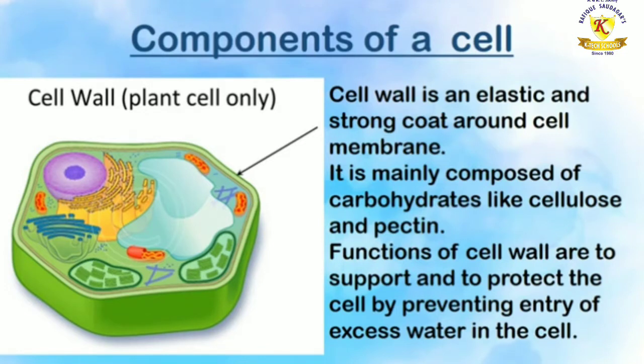Now afterwards, polymers like lignin, suberin, cutin are added in the cell wall as needed. Now the function of the cell wall is to support and protect the cell by preventing entry of excess water into the cell. So this is the main function of the cell wall. It supports and protects the cell.